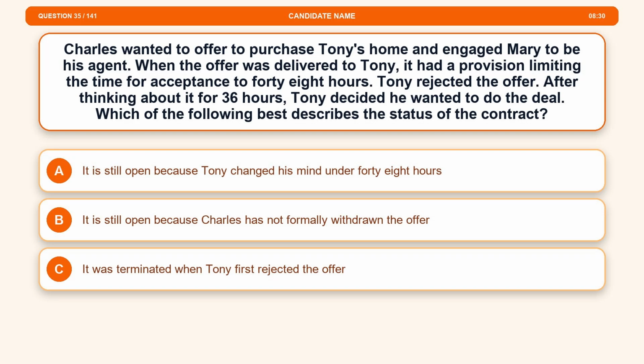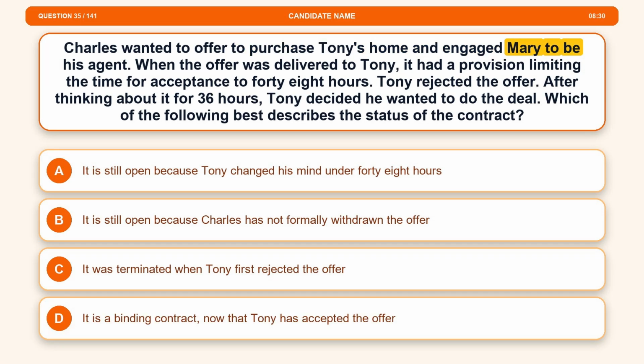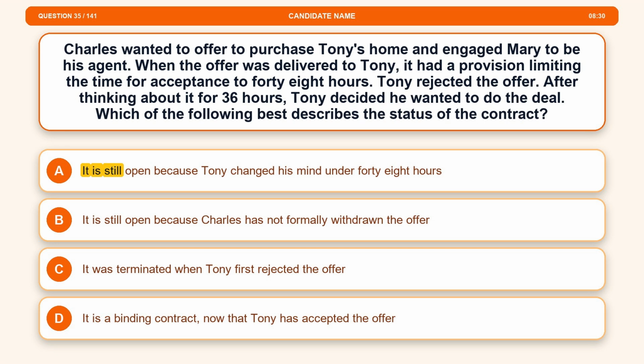Question 35. Charles wanted to offer to purchase Tony's home and engaged Mary to be his agent. When the offer was delivered to Tony, it had a provision limiting the time for acceptance to 48 hours. Tony rejected the offer. After thinking about it for 36 hours, Tony decided he wanted to do the deal. Which of the following best describes the status of the contract? Option A. It is still open because Tony changed his mind under 48 hours. Option B. It is still open because Charles has not formally withdrawn the offer. Option C. It was terminated when Tony first rejected the offer. Option D. It is a binding contract now that Tony has accepted the offer.